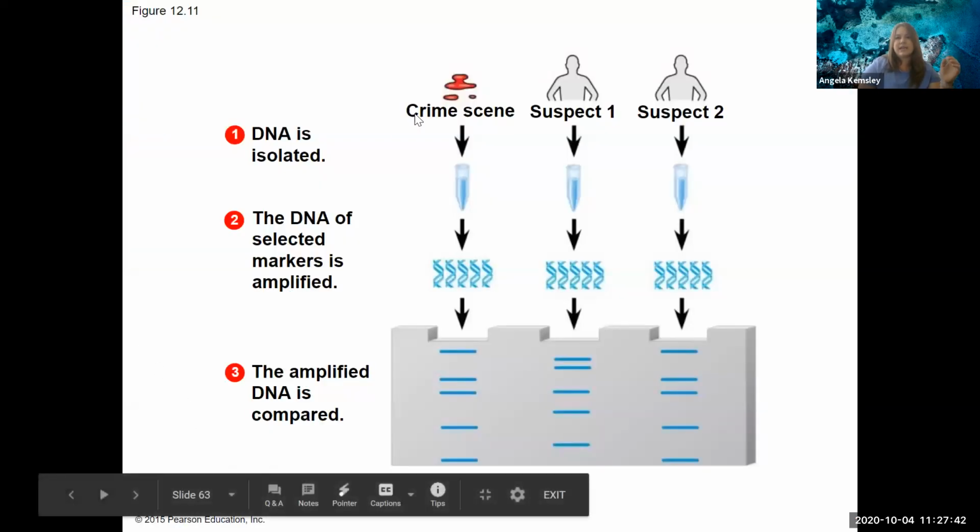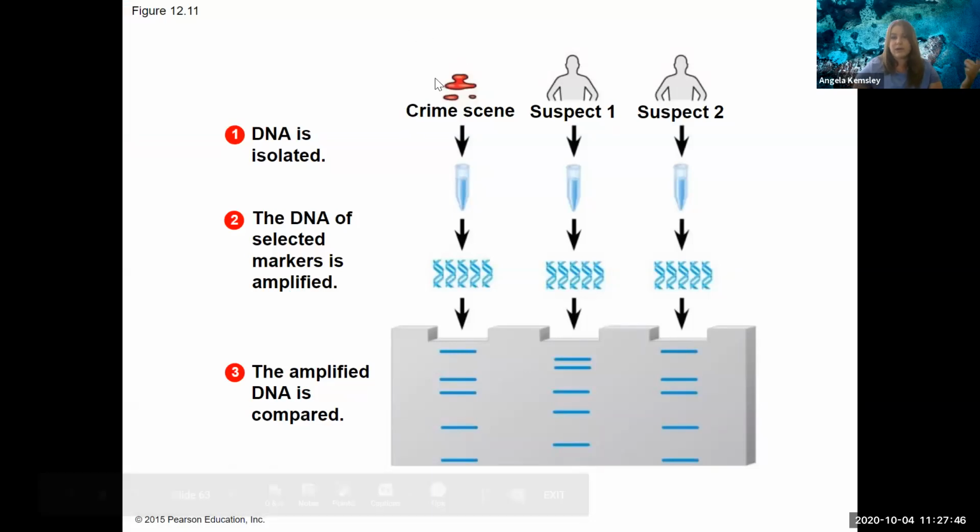So DNA is isolated, right? We found a little drop of blood at a crime scene. There are 2 people that we think might have done it. And so we are going to collect DNA samples from suspect 1 and suspect 2. The DNA of selected markers is amplified. So we say we're going to look at this particular piece of DNA from both the crime scene, suspect 1 and suspect 2.